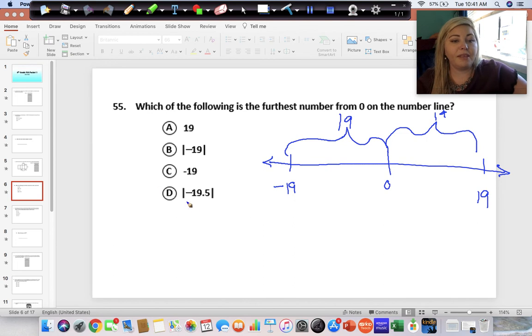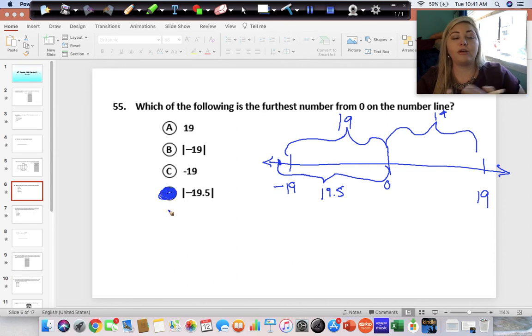And this is the absolute value. This is negative 19. So that's 19 spaces. And then we have the absolute value of negative 19.5. That's just one little bit more. So this is actually 19.5 spaces from 0. So D is actually going to be the furthest from 0 on the number line.